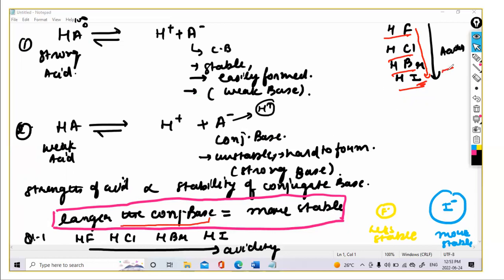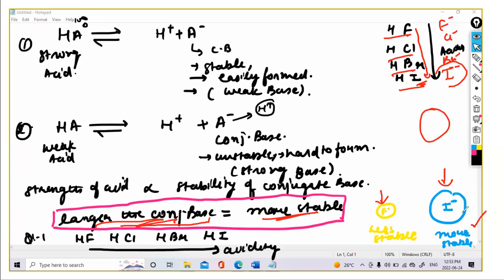So the conjugate bases here will be iodide ion, Br negative, Cl negative, and fluoride ion. So which do you think will be more stable and which more unstable? Iodide ion looks like this. It's bigger in size, and fluoride ion looks like this. We just discussed that if it is larger, then it will be more stable. It will stay calm. It will not move randomly and react.